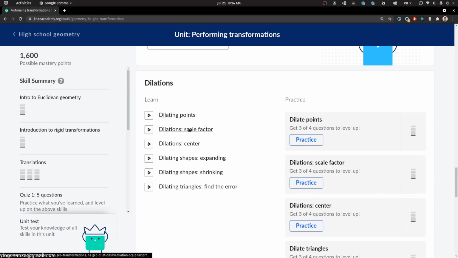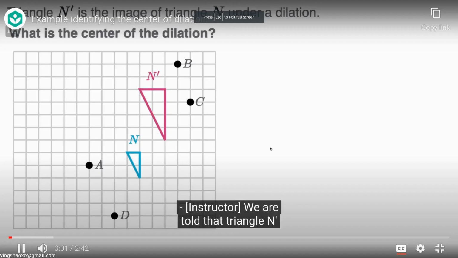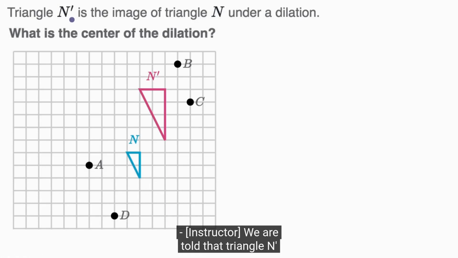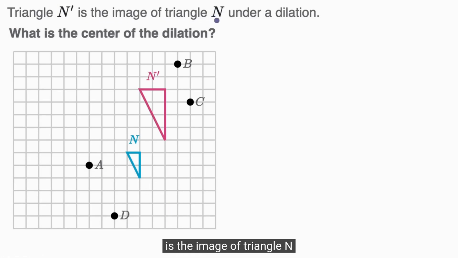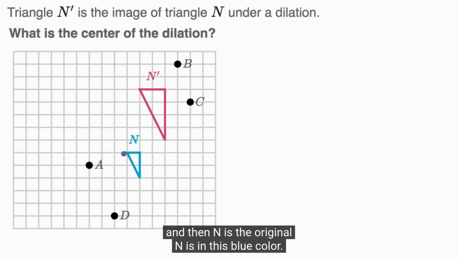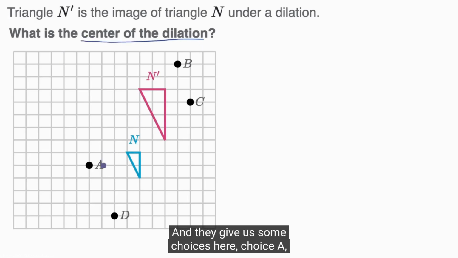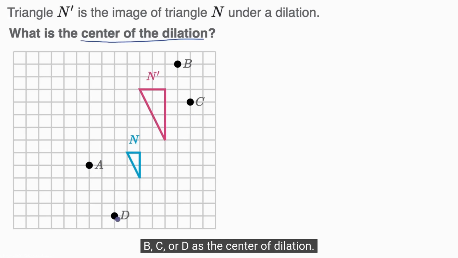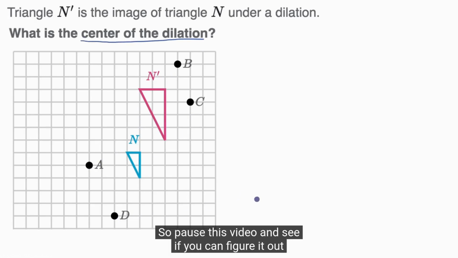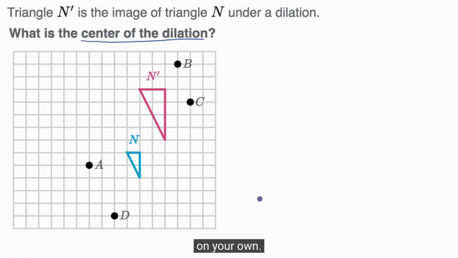Interesting. Let's have a look at, let's say, this one. We are told that triangle n prime is the image of triangle n under a dilation. So this is n prime in this red color, and the original n is in this blue color. What is the center of dilation? And they give us some choices here. Choice A, B, C, or D is the center of dilation. So pause this video and see if you can figure it out on your own.